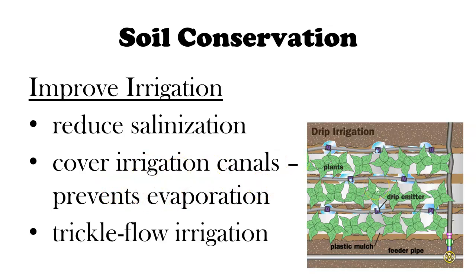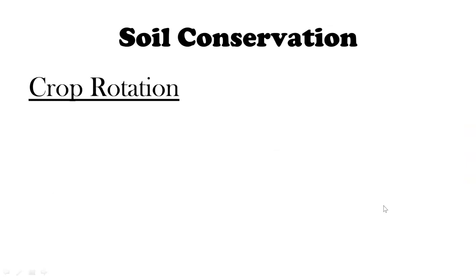Also, we could attempt to utilize more trickle flow irrigation. This is also called drip irrigation sometimes. This is where you've got small pipes or tubes that run through the fields, and there are tiny holes located periodically in these pipes. The water drips out slowly down into the ground, and it's taken in by the roots before it evaporates.